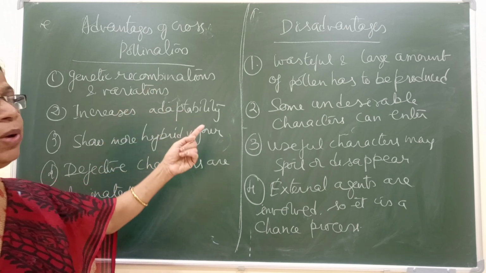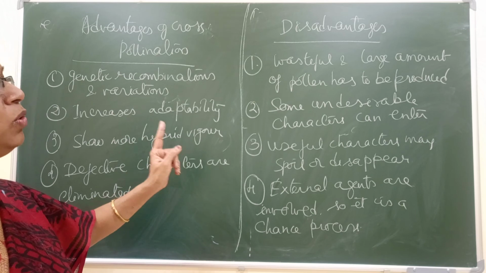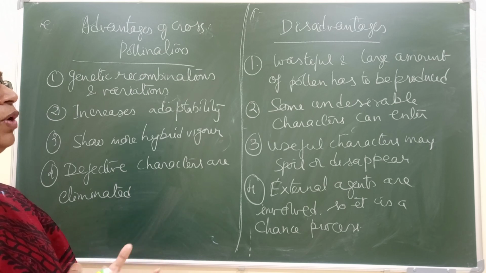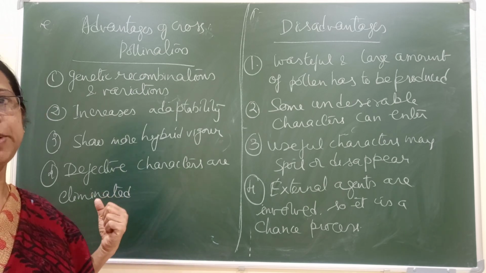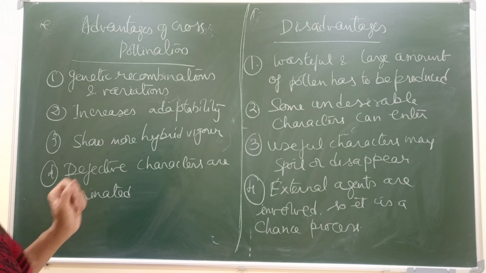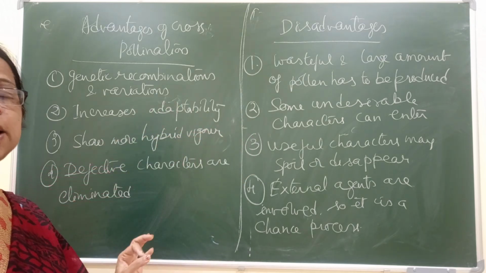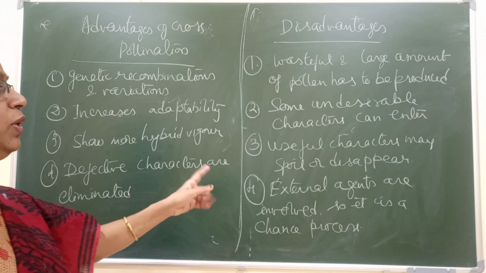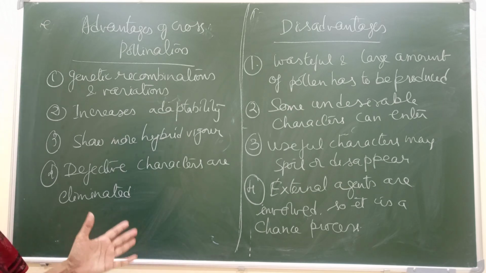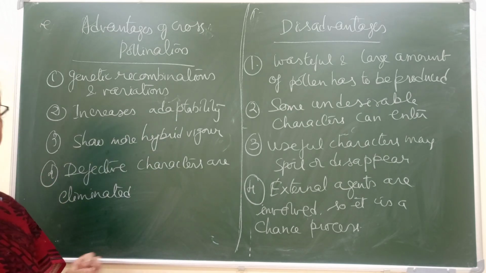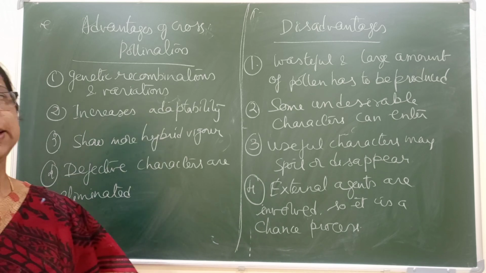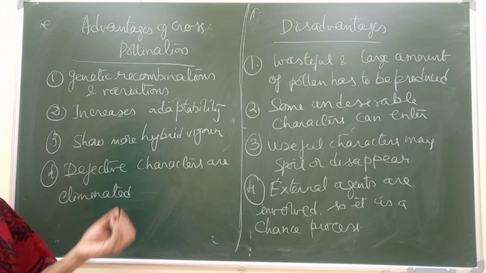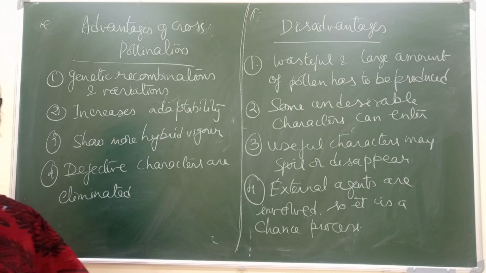Now if we go to the disadvantages, it is wasteful, and a large amount of pollen has to be produced, because cross pollination involves two different flowers, which may be present on two different plants. Second, some undesirable characters can also enter, and useful characters may disappear. And lastly, since external agents are required, it is only a chance process. There will be a chance of 50% or even less.